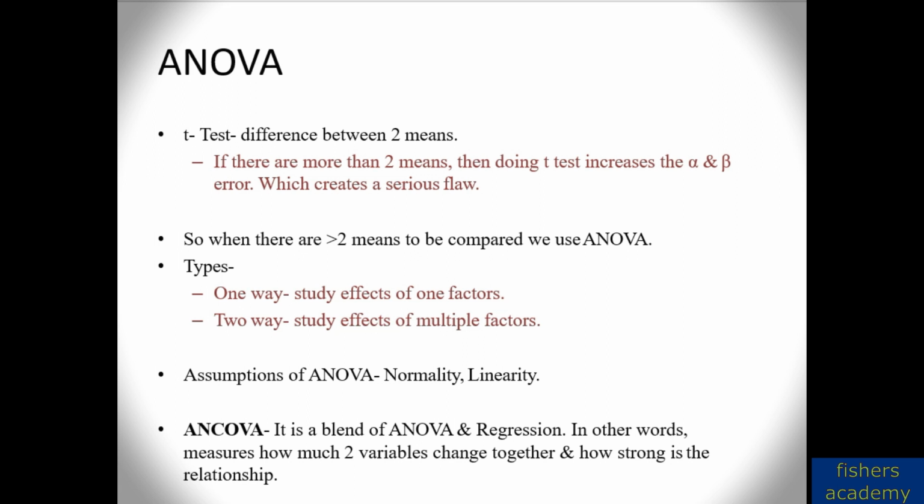So when there are more than two means to compare, we use analysis of variance. Types: one-way studies the effect of one factor, two-way studies the effects of multiple factors. Assumptions of ANOVA: here also normality and linearity. ANCOVA is a blend of ANOVA and regression. In other words, it measures how much two variables change together and how strong the relationship is.